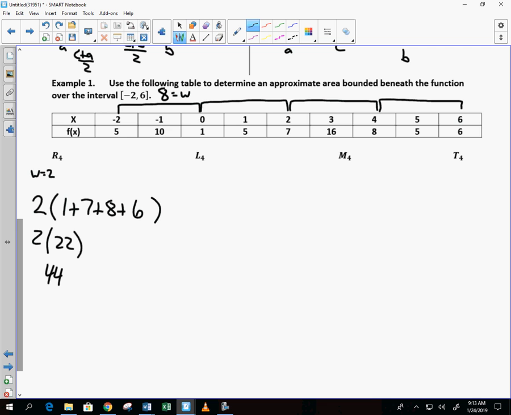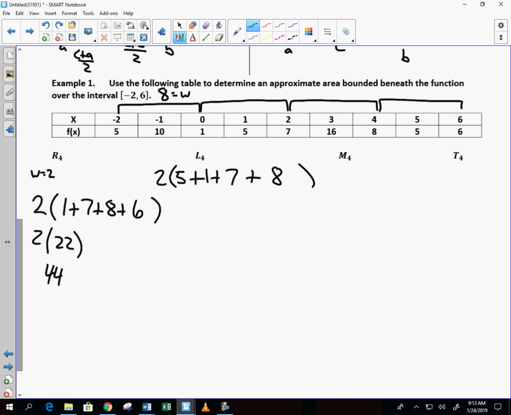Watch what happens with the left hand. With the left hand, we have 2 times, where do we evaluate our first height? You evaluate -2, so you pick up 5, don't you? But then aren't the rest of the values the same? Yeah, you've got 1, you've got 7, and you've got 8, but you leave off the 6.